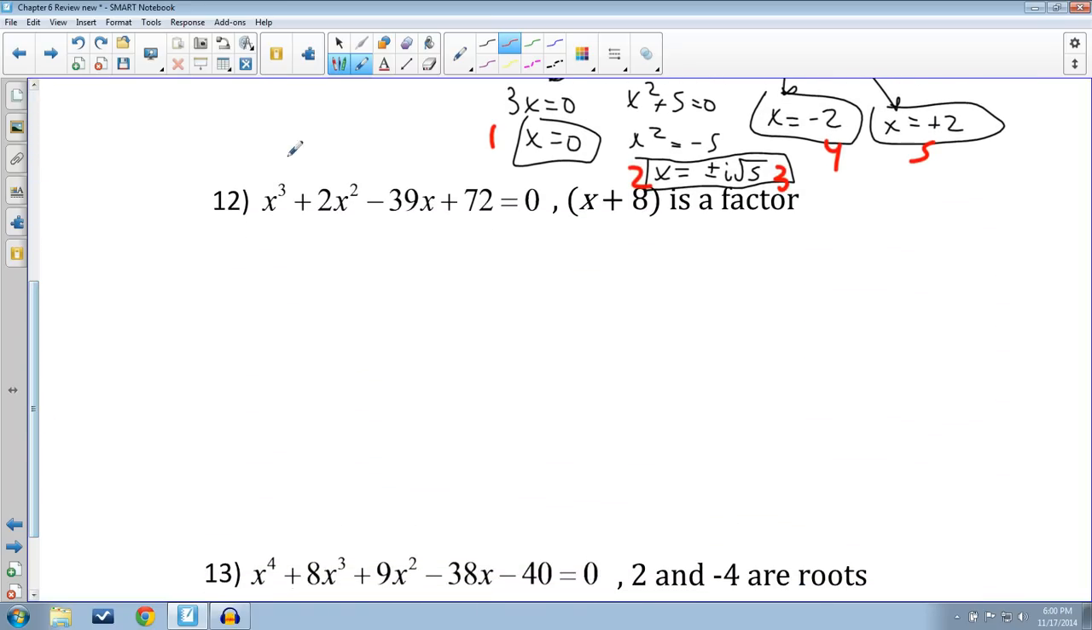Okay, number 12. 12 and 13 need a little bit more. I don't know if that long division thing will come out here, so I'm going to show it both ways. I'll show long division and synthetic division.